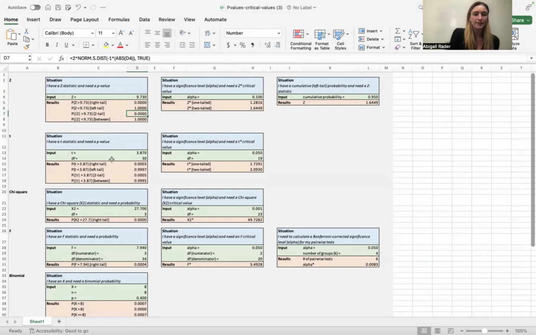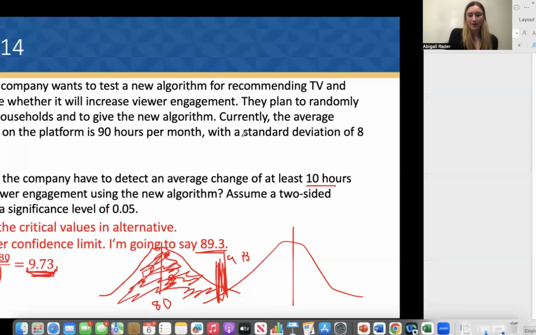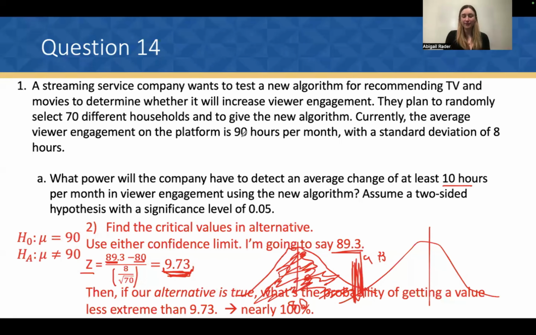This 0 here is really just, if you were to write this on an exam, less than 0.00001. And this one here is just really close to 1. We can never have it actually be equal to 0 or actually be equal to 1. So my conclusion here would just be, if the alternative is true, what's the probability of getting a value as extreme as 9.73? And that's how we interpret this here, nearly 100%. So 100% power can't be fully 100%, but we say it is pretty close.